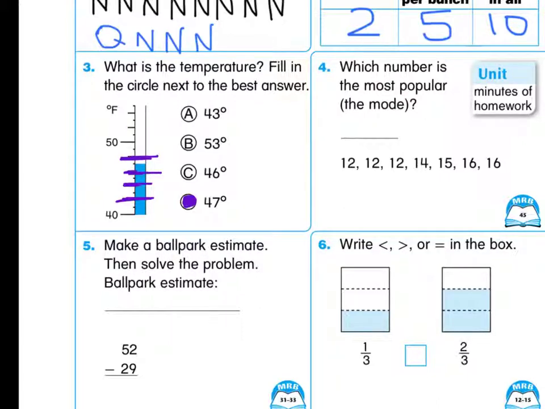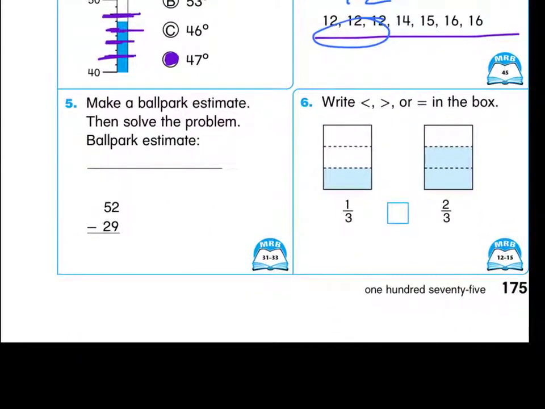Which number in this set of numbers, or set of data, is the most popular? And they're explaining what that is called. The most popular number, we call that the mode. Which one of all of these is the most popular? That means it happens the most times in that set of data. To me, it looks like there are more 12s than anything. I see 3 of them. So 12 is the most popular. So 12 is called the mode in this set. Very good. Let's go on to box 5.